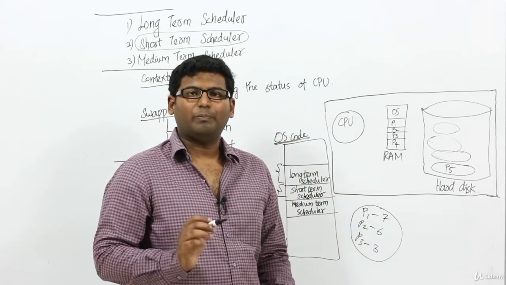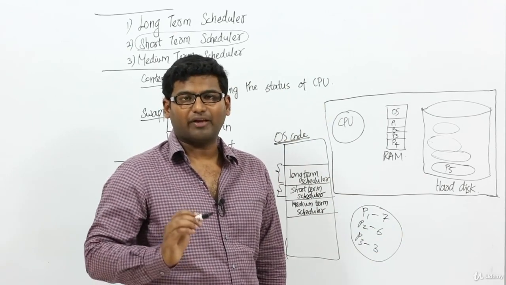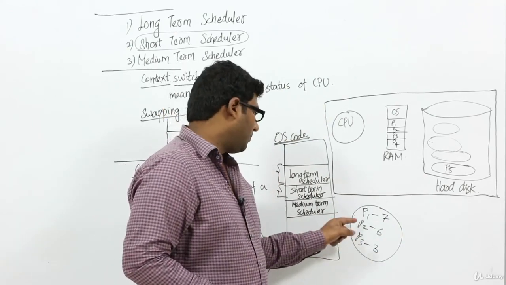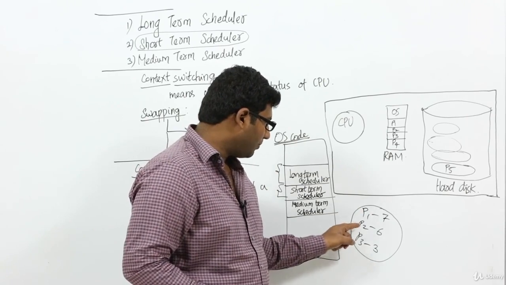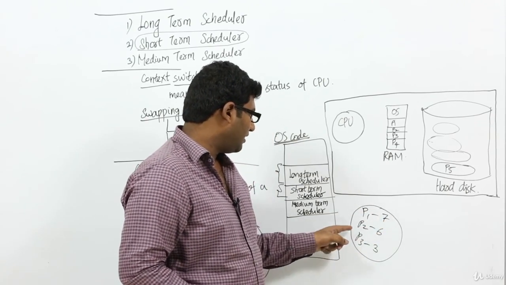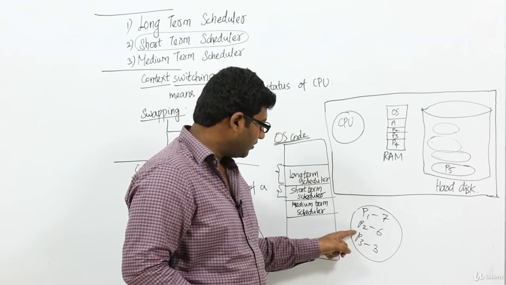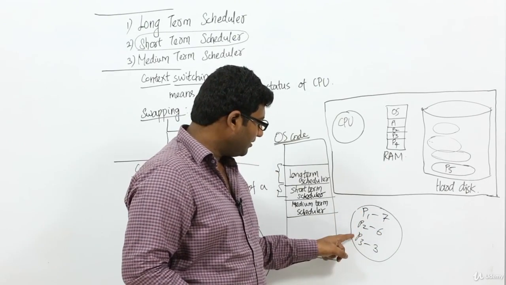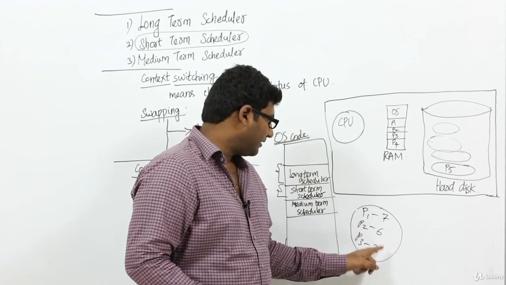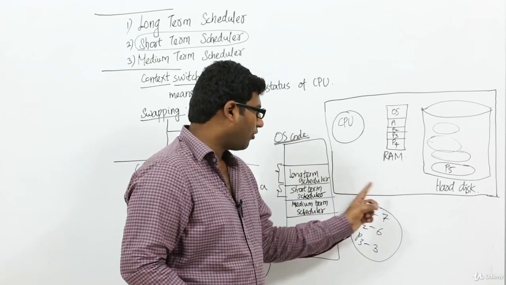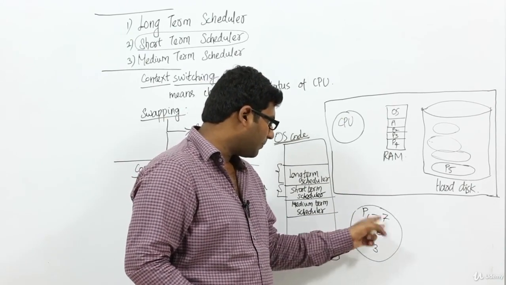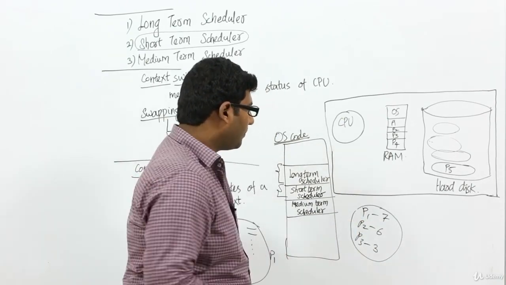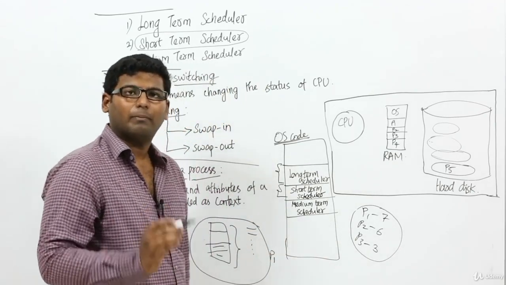Now let us assume the process whose priority number is greater should be given higher precedence, higher priority. Which means P1 has higher priority than P2 because 7 is greater than 6. Similarly, P1 should be given higher priority over P3 because 7 is greater than 3. So among these three processes, P1 has the higher priority. So every process will be given a priority number.